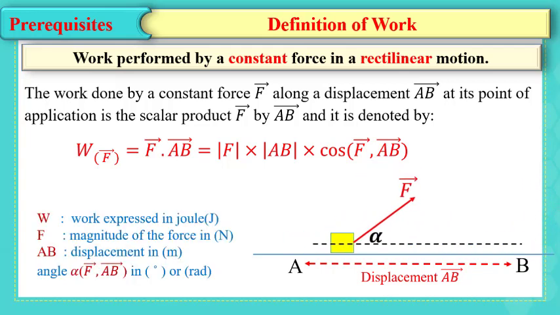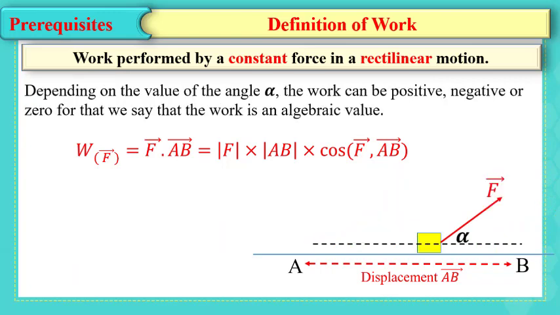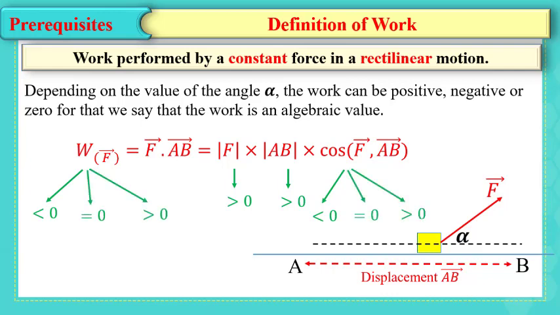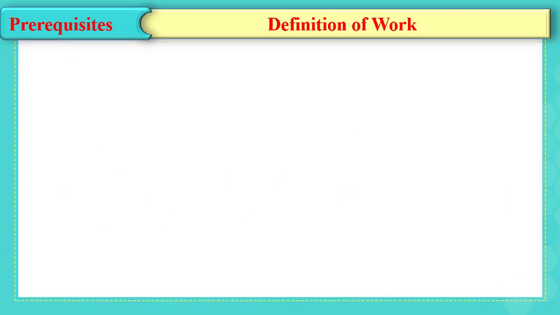The unit of work is joule, the unit of force is Newton, the unit of AB is meter, while the angle is either degree or radians. And cosine changes its sign according to alpha. Since AB is positive as a magnitude and F is positive as a magnitude, when cosine is negative, the work will be negative. If cosine is 0, then work is 0, and if cosine is positive, the work is positive.